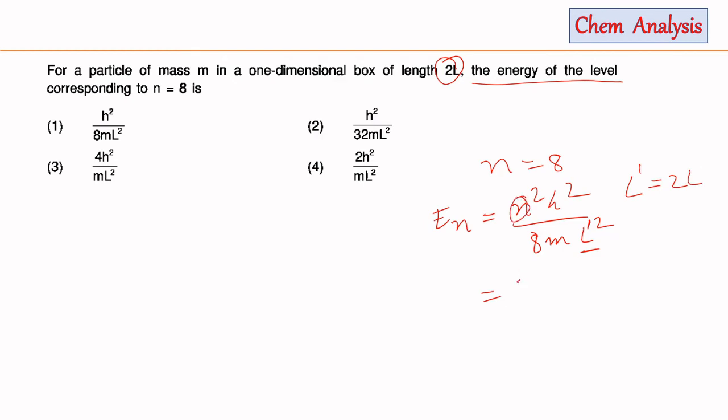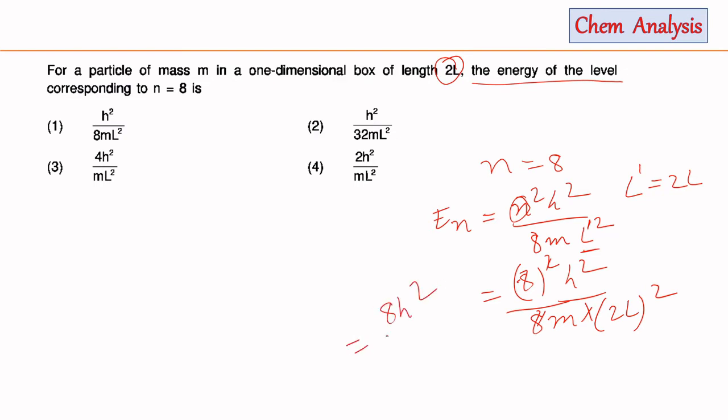In place of L prime we have to write 2L, and in place of n we have to put 8, that is 8 square h square divided by 8 m into (2L) square, and the 8 will be cancelled out, so it will be 8 h square divided by 4 m L square. So the energy for the 8th orbital will be 2 h square divided by m L square. Option number 4 is the correct answer.